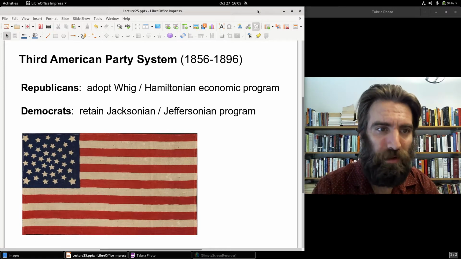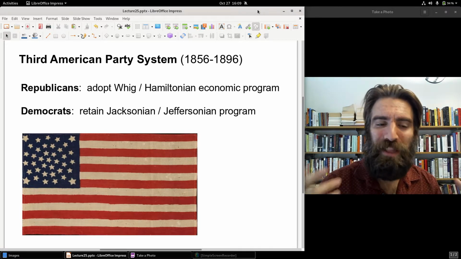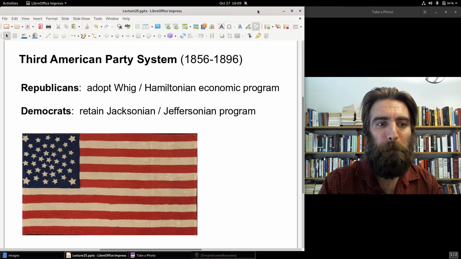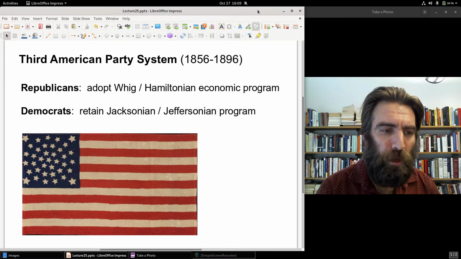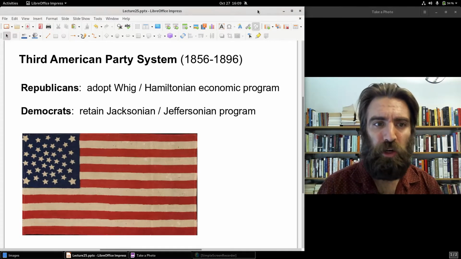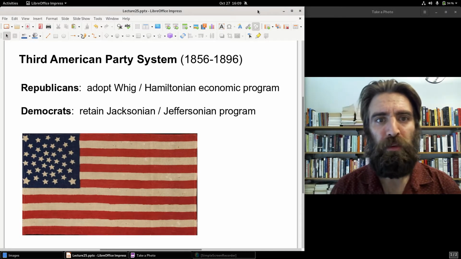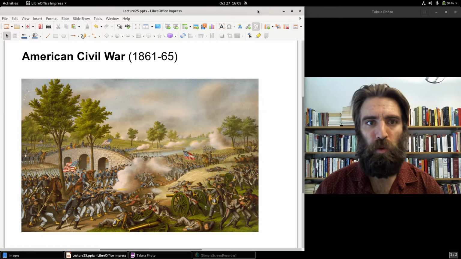The Democrats are the same Democratic Party as before, Jacksonian, Jeffersonian, but this time even more rabidly pro-slavery and much more open to and eventually fully embracive of secession in order to protect the institution of slavery. And so in 1861, the Civil War breaks out. You know all about that war.